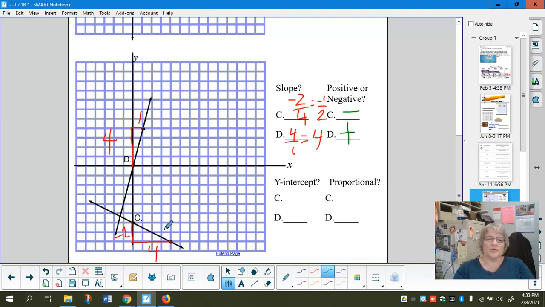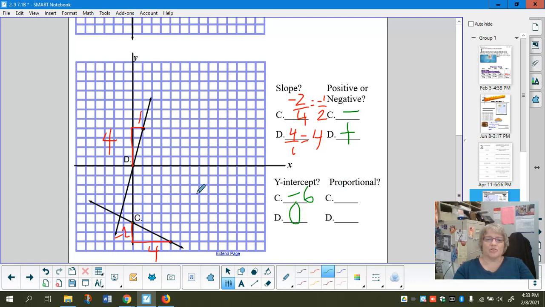Okay, Y-intercept, where does it cross the Y-axis? So letter C is down there. Start at the origin. 1, 2, 3, 4, 5, 6 down. So the Y-intercept is at -6. D crosses right here at the origin. That's 0. Y-intercept is 0.